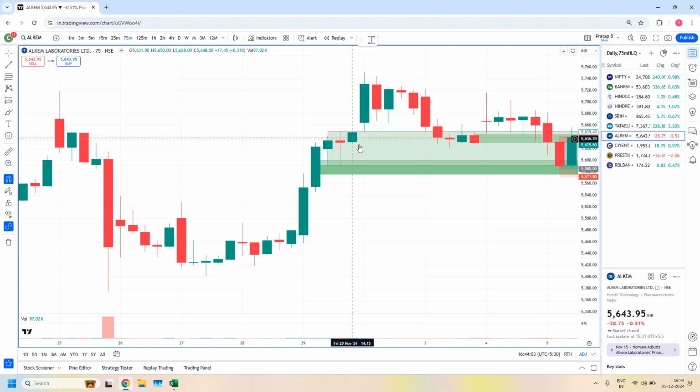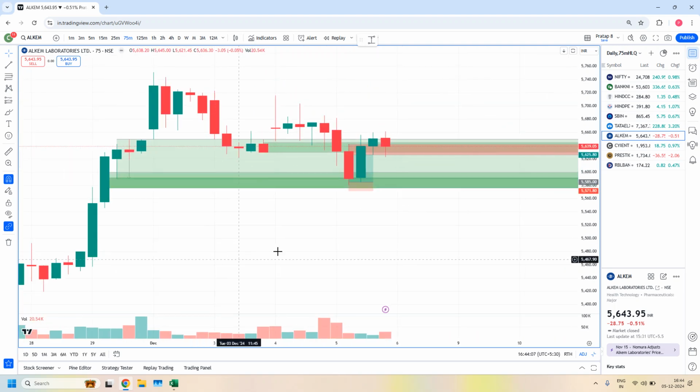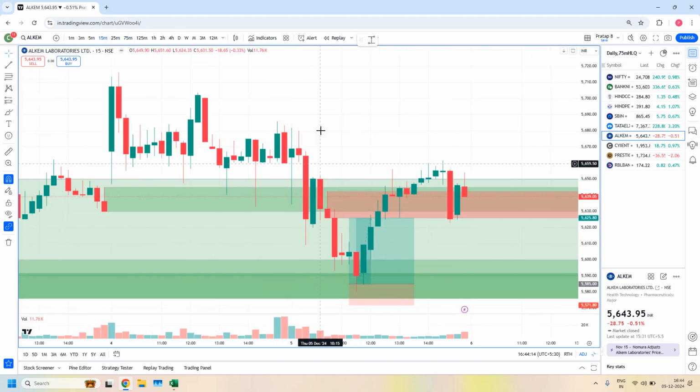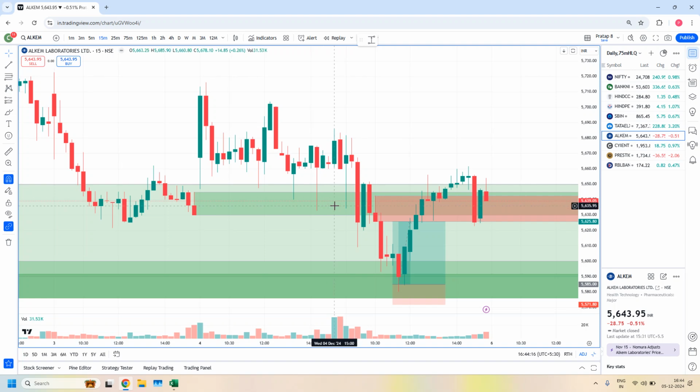So this is the rally, 3 base candles and rally. This is what our software identified. And we have to fine tune this zone. See, here you have important learning in this stock.